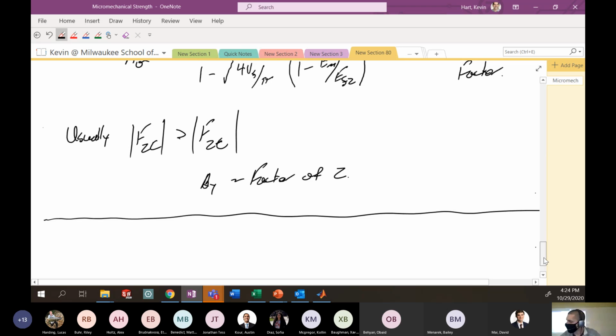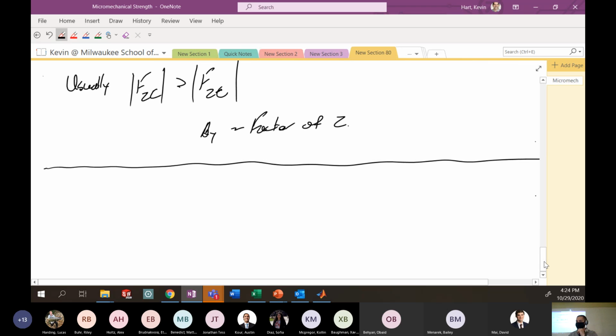All right. So remember this two-direction tension, very weak, very, very weak.